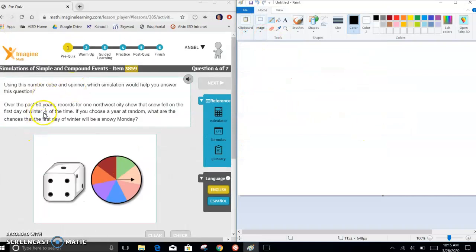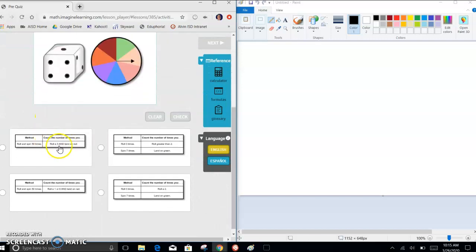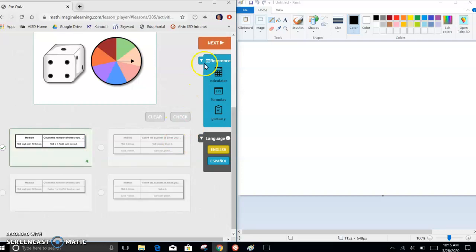So I need 1/6 of the time. That is correct. That's 1/6 right here. And then it's a Monday. That is 1/7 over here. So these two are representative of the situation in 50 years. So this first one, I roll a 3. That's 1 out of 6 times. And I can land on a red. That's 1 out of 7. This will be my winner. Let's check and see if I'm right. I overthought this completely. Yay.